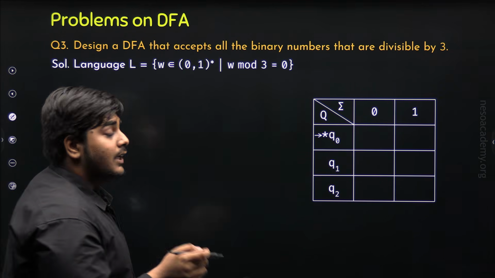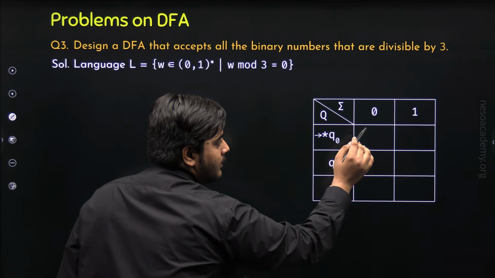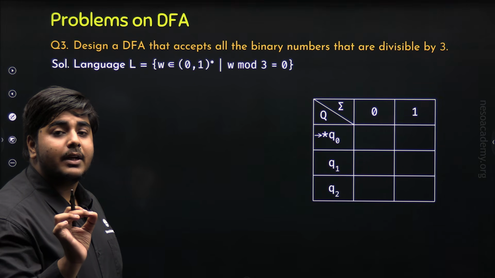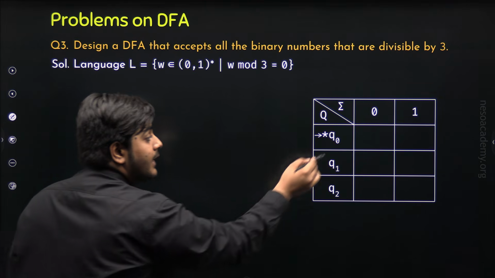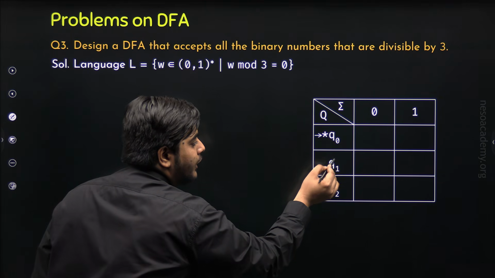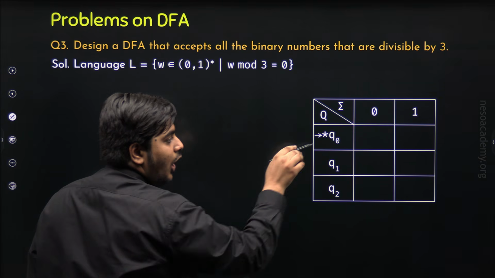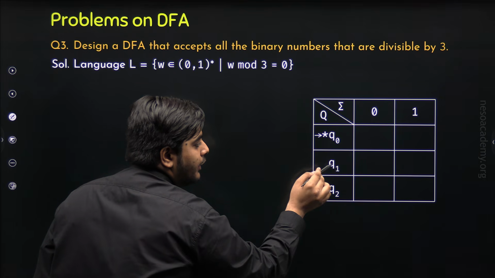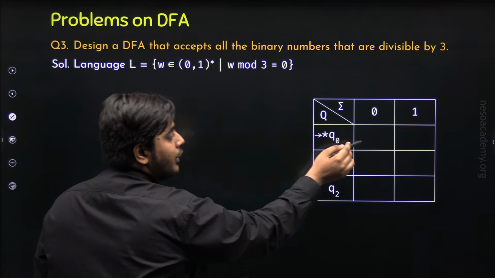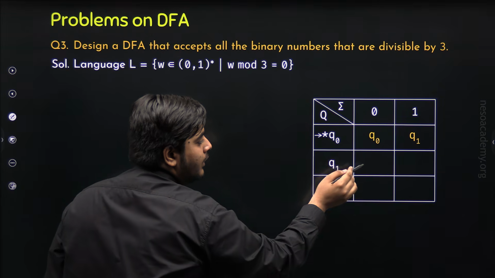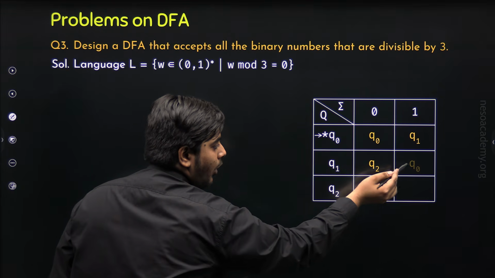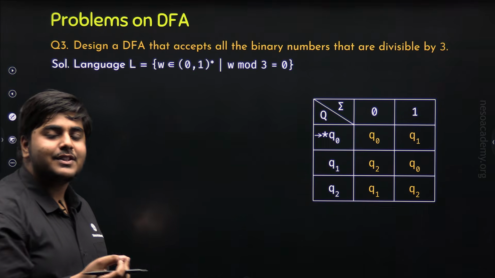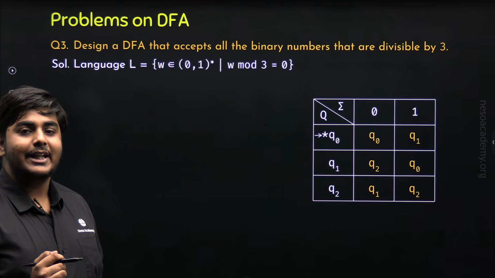And now we will fill these blank cells. How to fill these blank cells? We just need to remember and keep in mind this sequence, Q0, Q1 and Q2. Now we will fill horizontally row-wise this sequence Q0, Q1 and Q2. Q0, Q1, Q2. Again Q0, Q1, Q2. In this way, we have simply constructed this transition table.